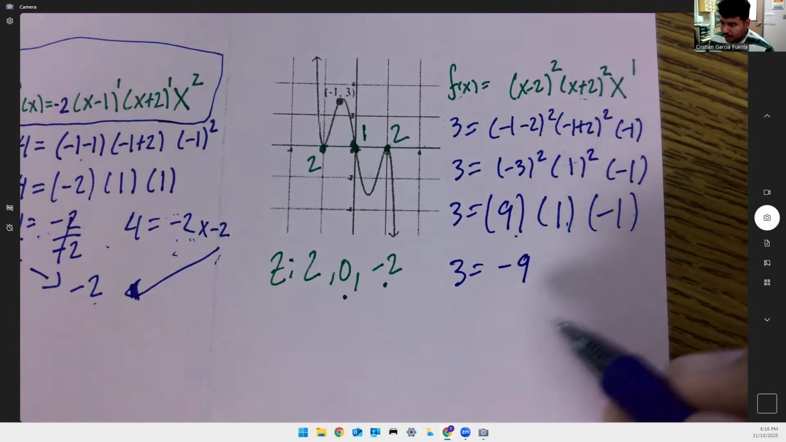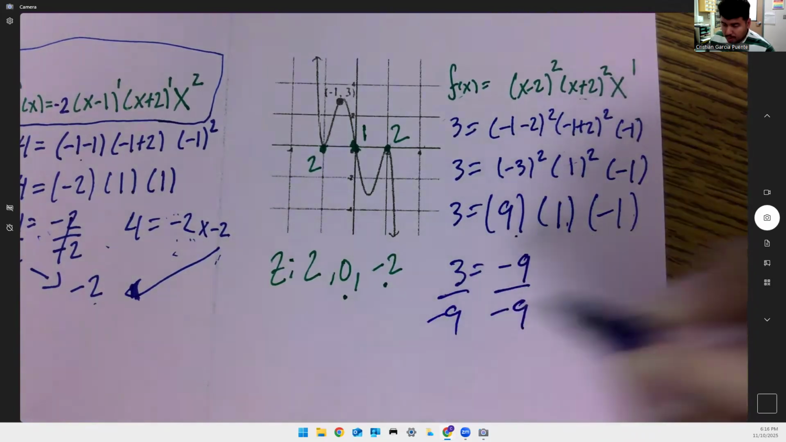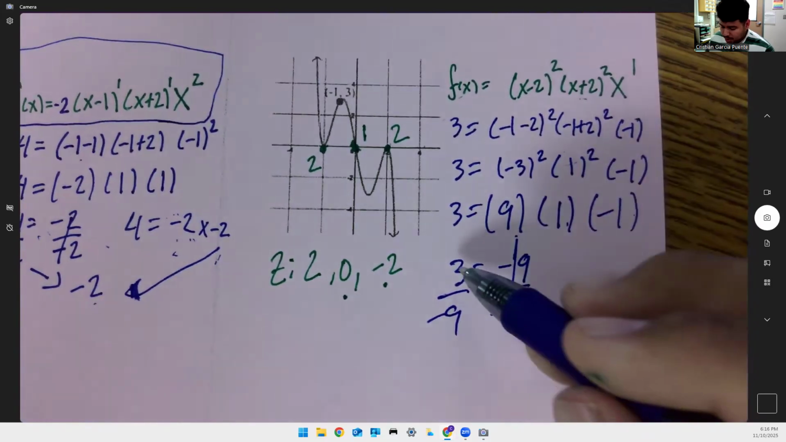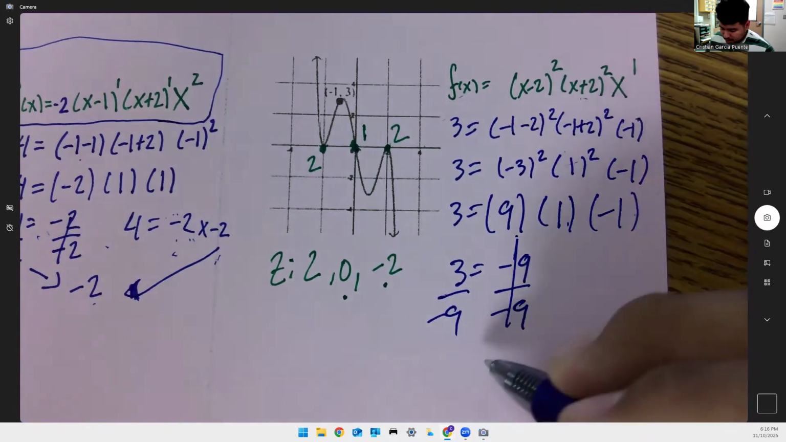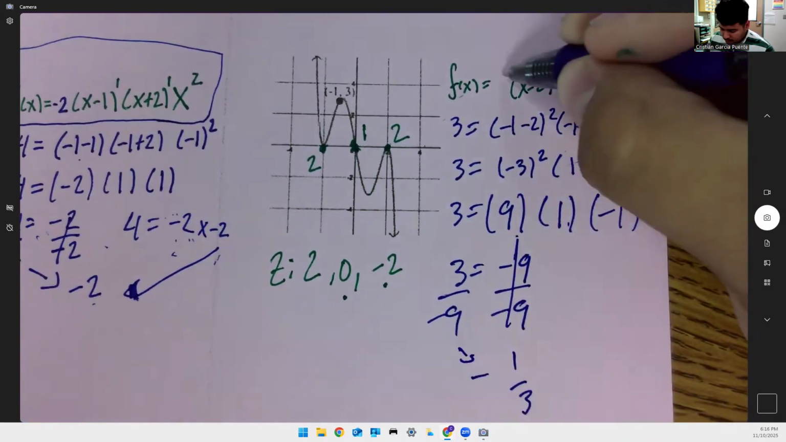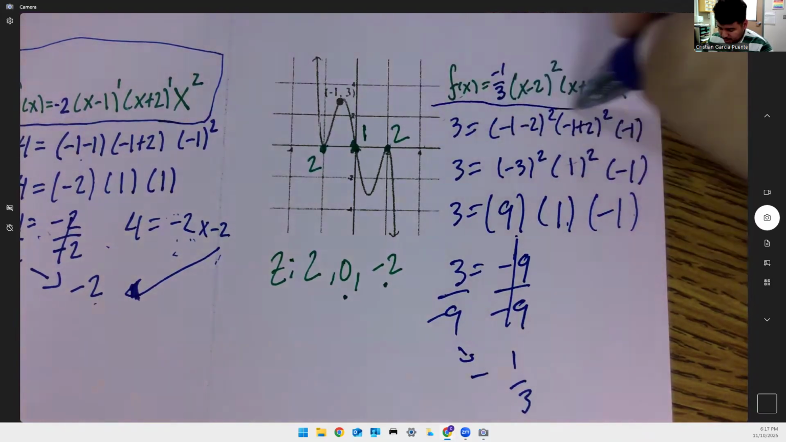And when we're here, all we do is divide the second number on both sides. Negative 9 divided by negative 9 is just going to cancel out. 3 divided by negative 9 is just going to be negative 1/3. And that's what we're going to put on the outside. All right, and this right here is your answer.